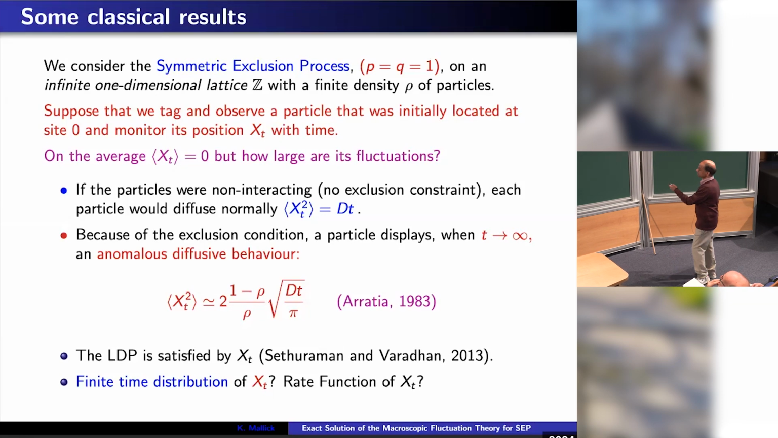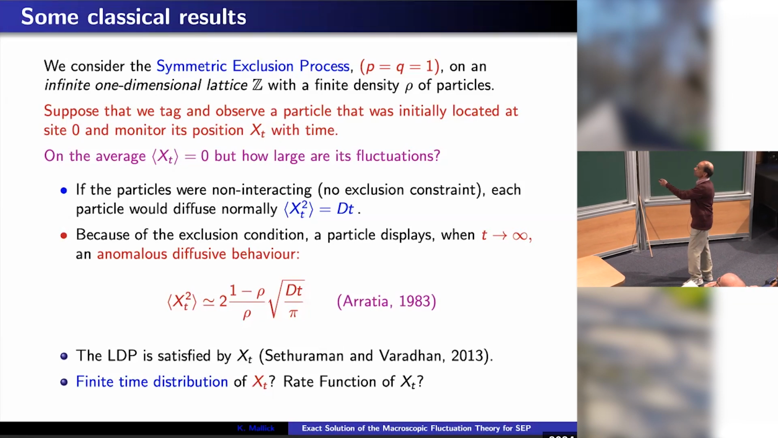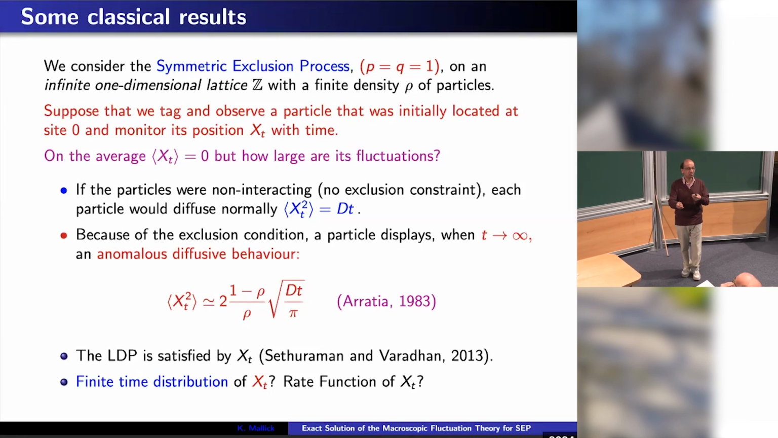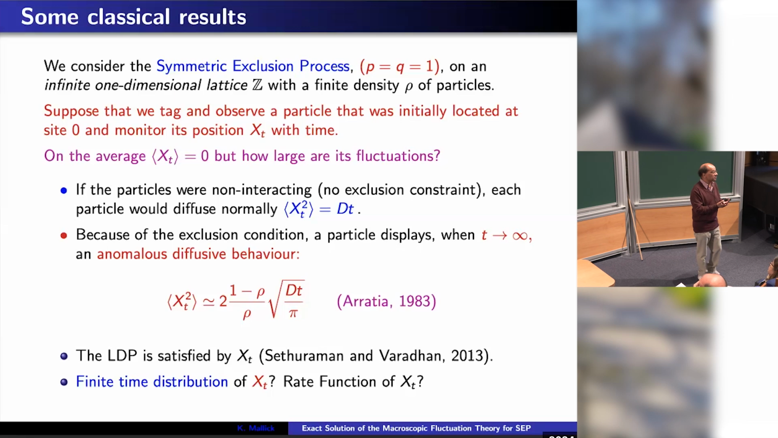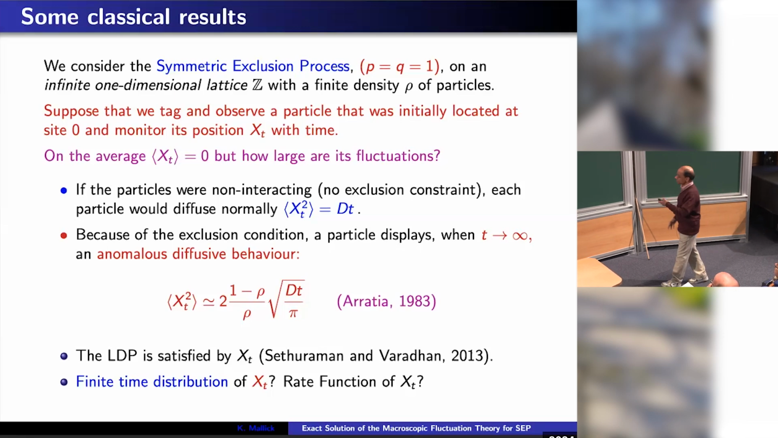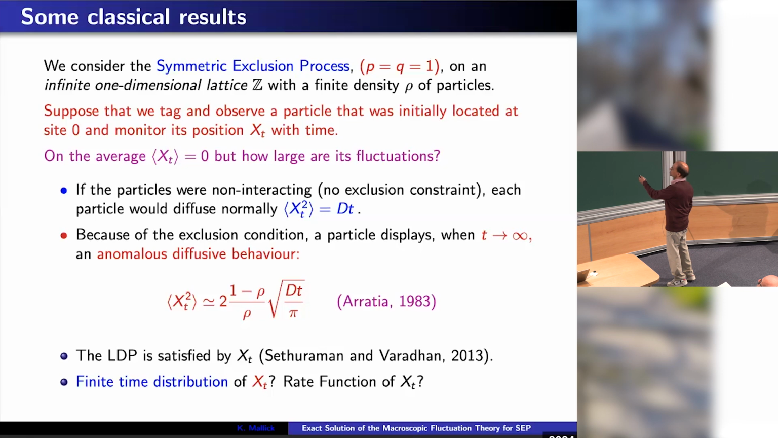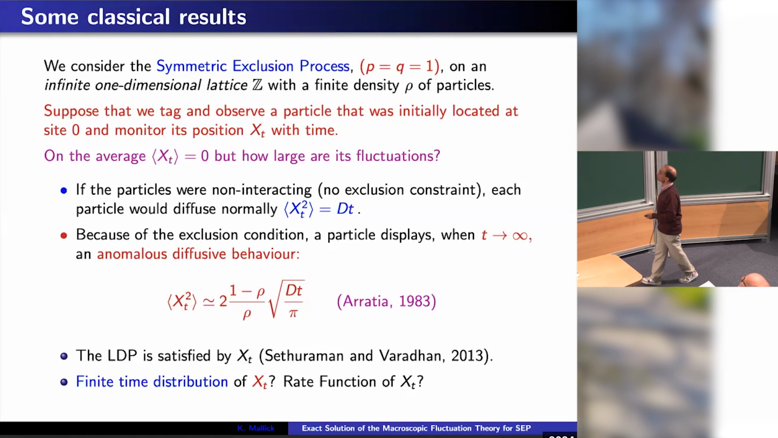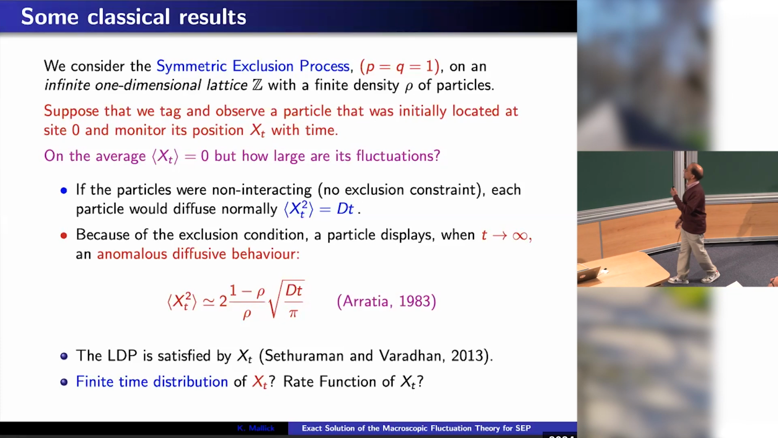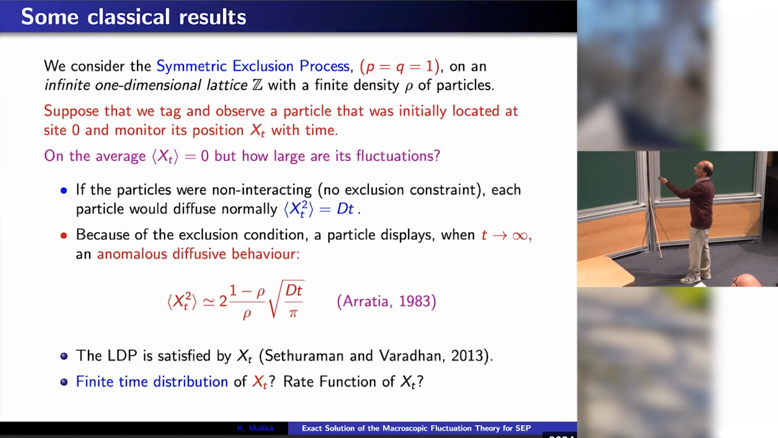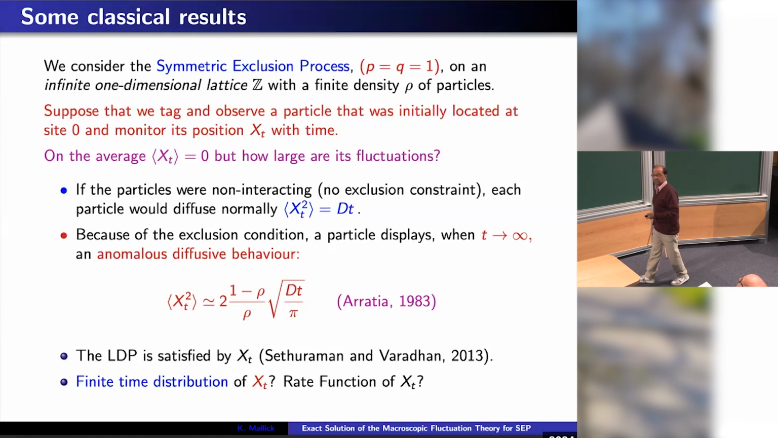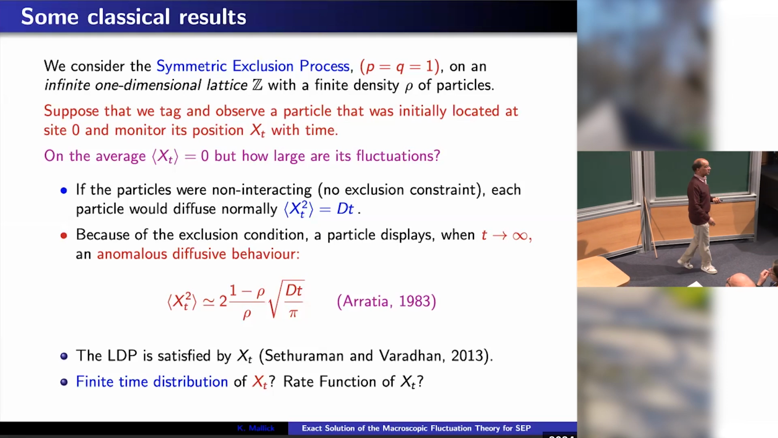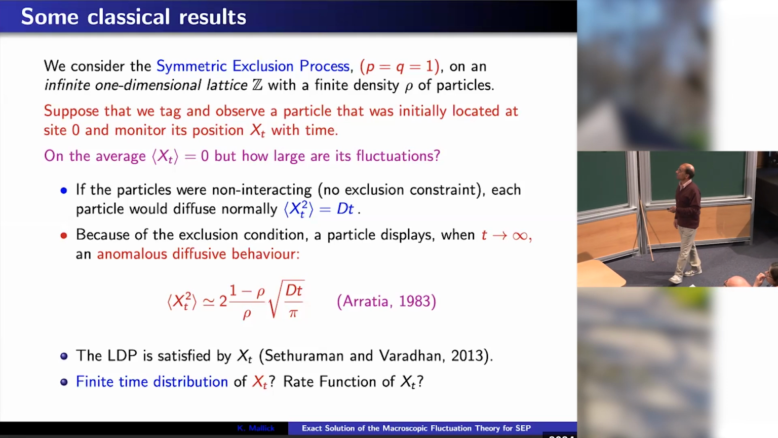Because of symmetry, of course, the average of the position of my tracer is 0. If my particles were not interacting at all, I would have just a bunch of random walkers. So my diffusion would be normal, x squared would grow like t. But in fact, because of this exclusion condition, Arratia showed 40 years ago that x squared grows like square root of t. So that's an example of anomalous diffusion, diffusion in t to the power 1/4, maybe one of the simplest ways to realize it.